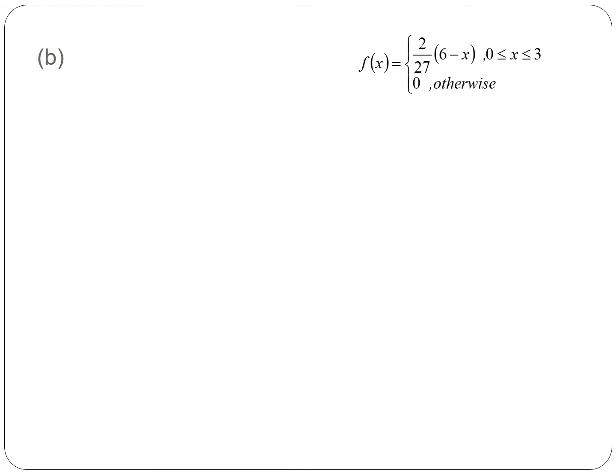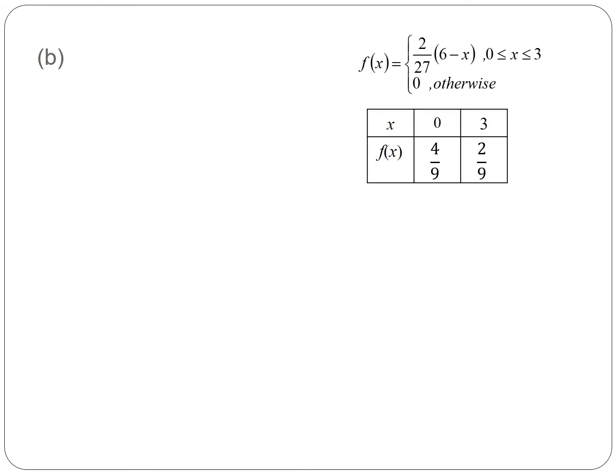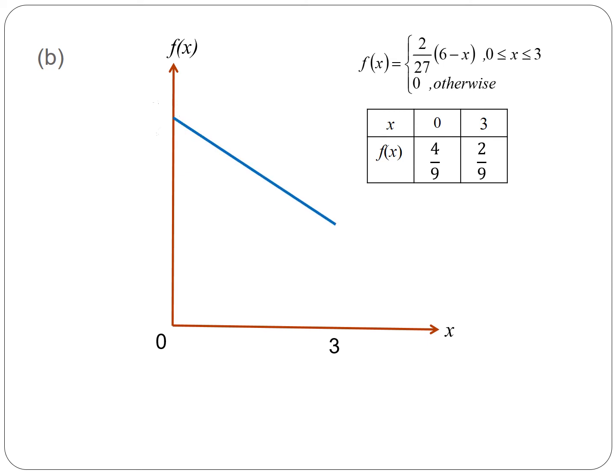To draw a straight line graph, you need to have at least 2 points. So we choose x equals 0 and 3. When x is 0, f of 0 is 4 over 9. When x is 3, f of 3 is 2 over 9. So plot the points. When x is 0, f of 0 is 4 over 9. When x is 3, f of 3 is 2 over 9.